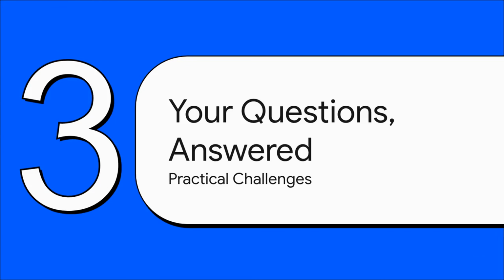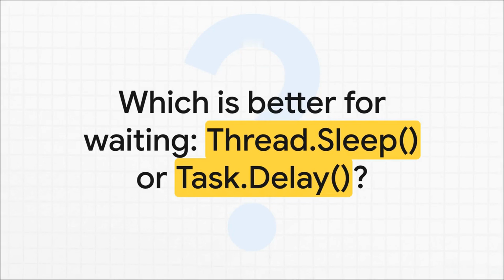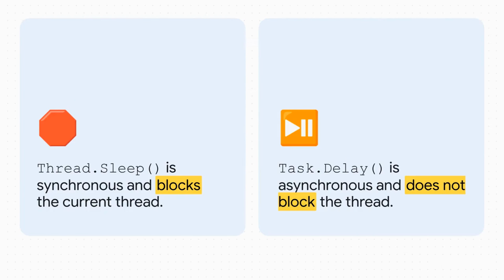All right, enough theory. Let's get practical and see how this actually works. We're going to do a little rapid-fire Q&A and tackle some of the most common questions people have when they start using these. First question, and it's a big one. Your code needs to just wait for a second. So what do you use, Thread.Sleep or Task.Delay? It seems like a small choice, but believe me, the answer can have a huge impact on whether your app feels snappy or sluggish.